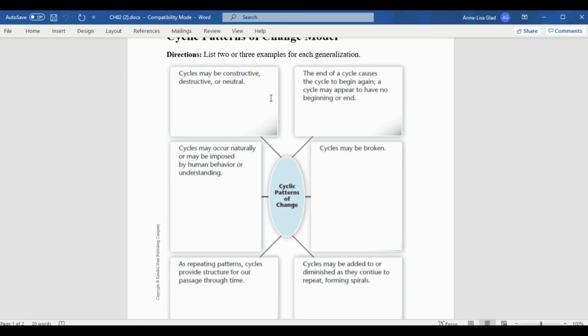So I just wanted to take a minute to review what the generalizations were for cyclical patterns of change, which is what we just did. So again, turn to your page 21 and pick the one that works best for you.